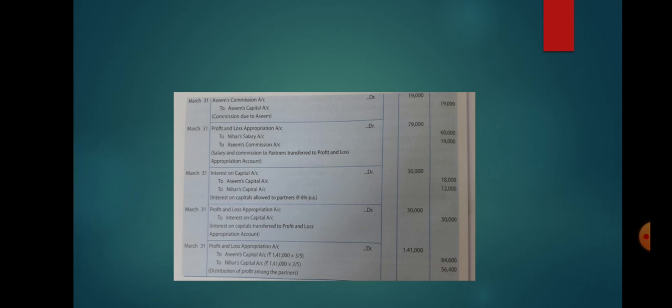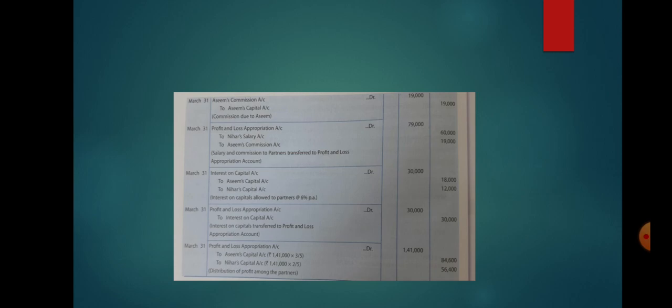Now these two items will be charged against the profit, as we have studied in the concept of how we do journal entries for a partnership firm. So our next entry would be profit and loss appropriation account. Now this amount will be charged against the profit and loss appropriation account. So profit and loss appropriation account to Nihar salary, or to Asim commission amount.